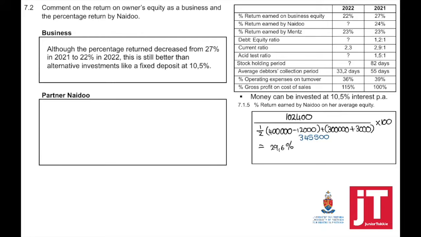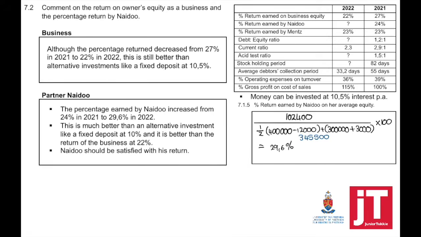Now, when we're commenting, we're comparing last year with this year. Last year, her percentage return was 24%. It increased from 24% to 29.6% in 2022. Not only is this an increase, but it is also better than alternative investments at 10.5% in a fixed deposit. So Naidu should be satisfied with her return.